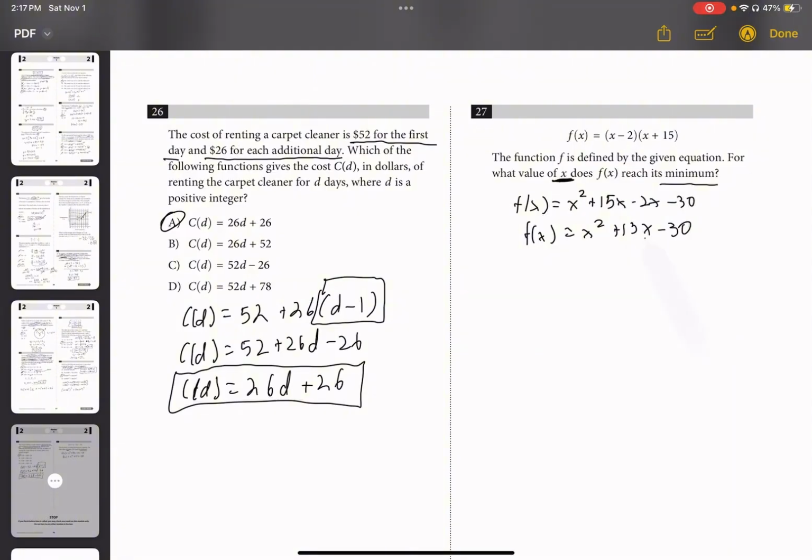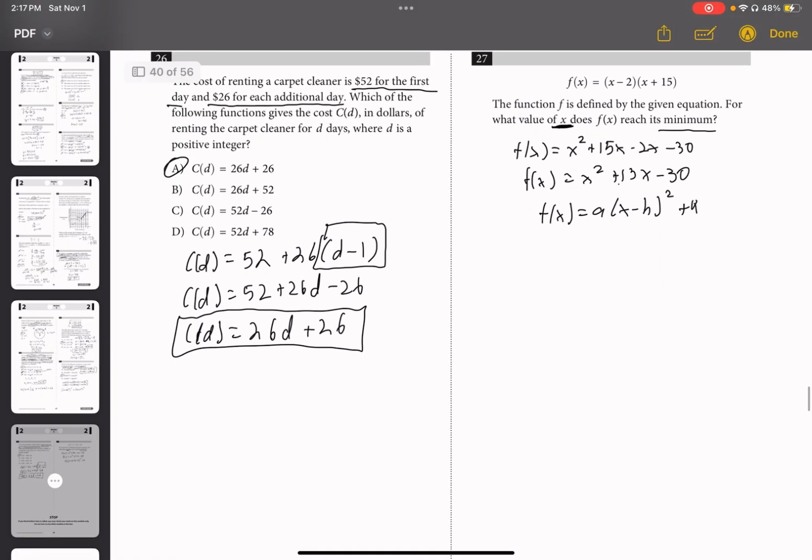Looking at this problem, we want to change it to the format a of x minus h squared plus k. We know that a is 1, b is 13, and c is negative 30. If you don't know how to do that, watch my other videos. I'll teach you more in depth. So we're going to complete the square to figure out this part over here, x minus h squared.